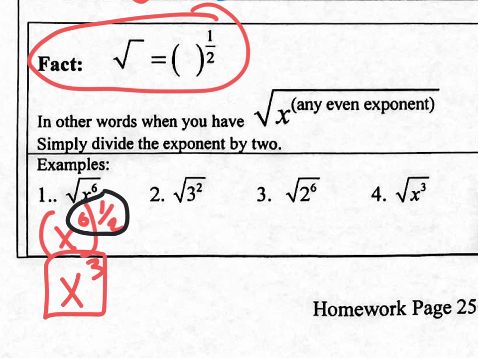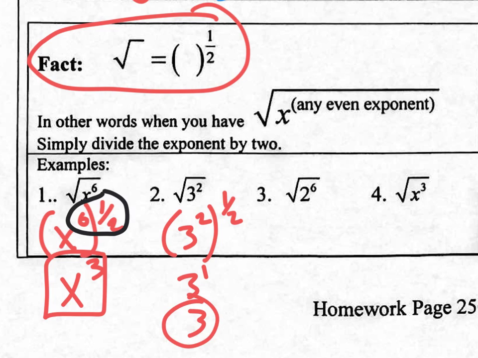And down here, when I broke down this fact, it says, in other words, when you have the square root of x to any even exponent, simply divide the exponent by 2. Even if it's odd, you could still divide by 2. It's just you don't get a nice answer. So let's take a look at number 2 here. You could think of it as 3 squared to the 1/2 power. That way you could think power to a power. What's the power of 2 times 1/2? 1. So you really get just 3 to the 1 power, which is just 3, correct?